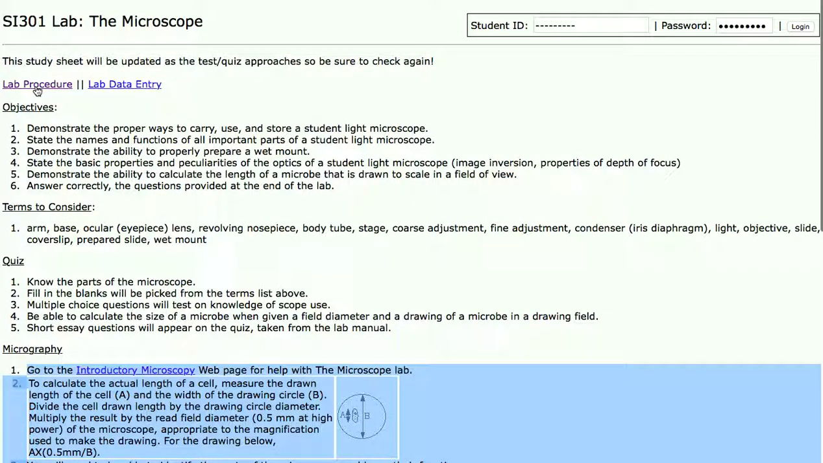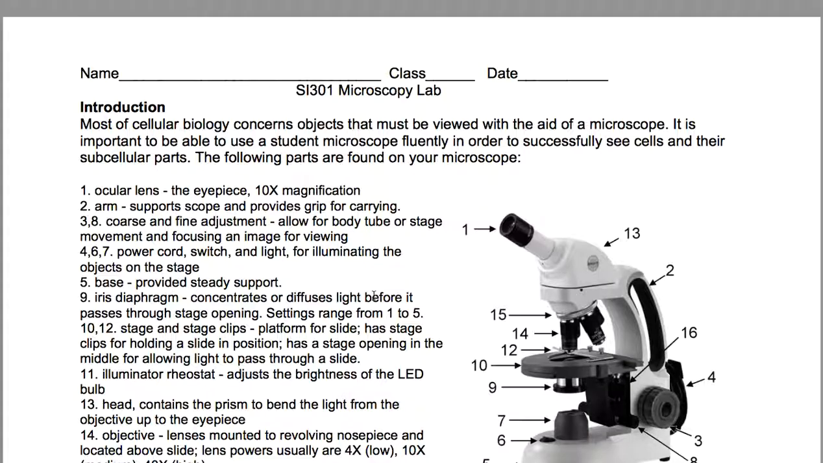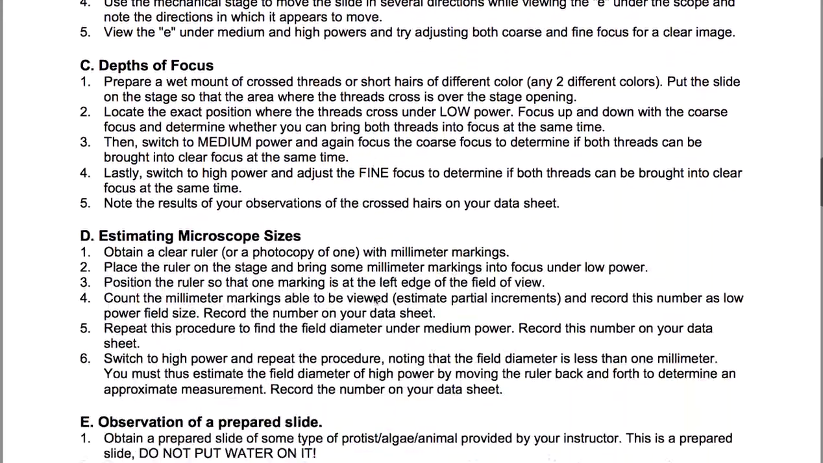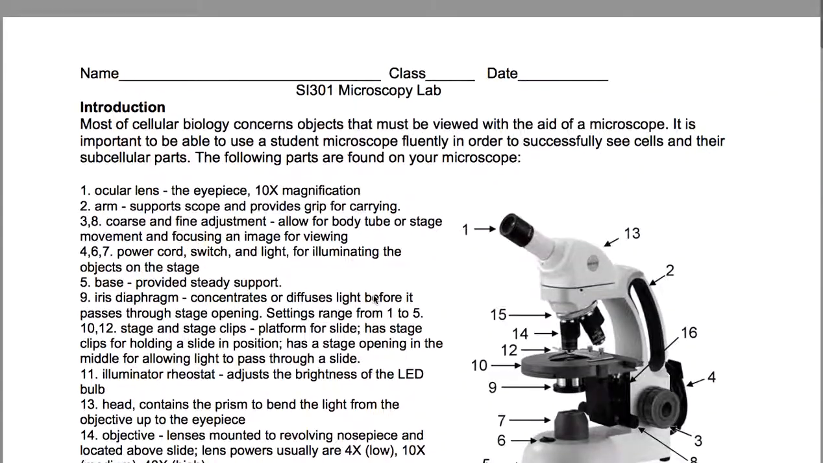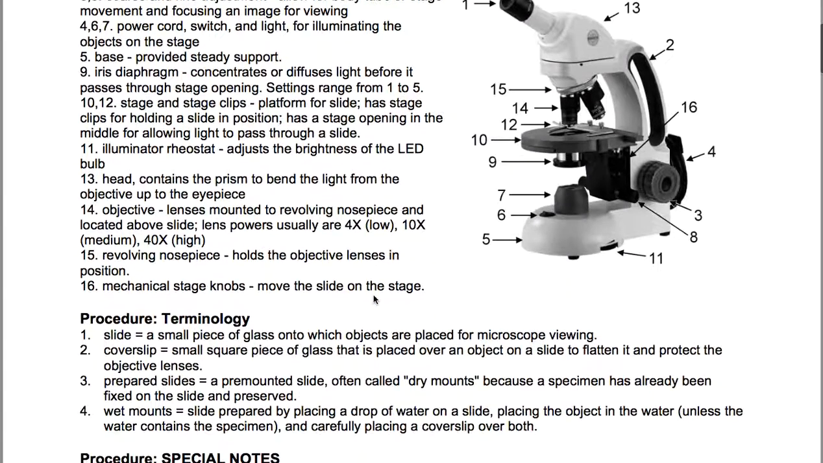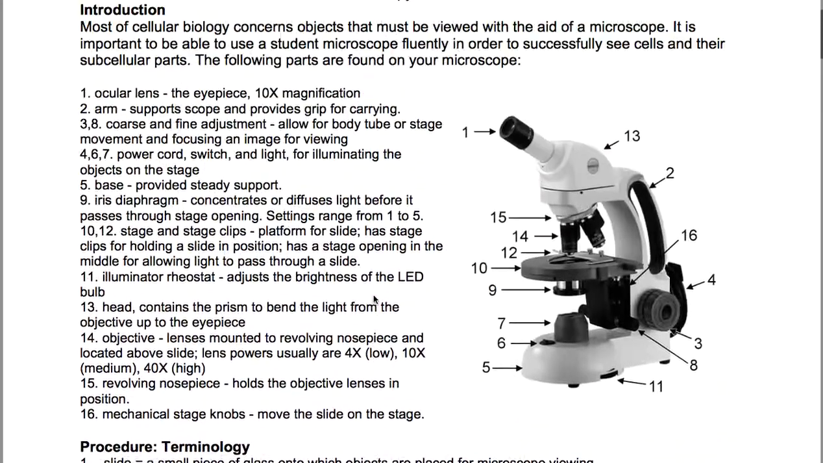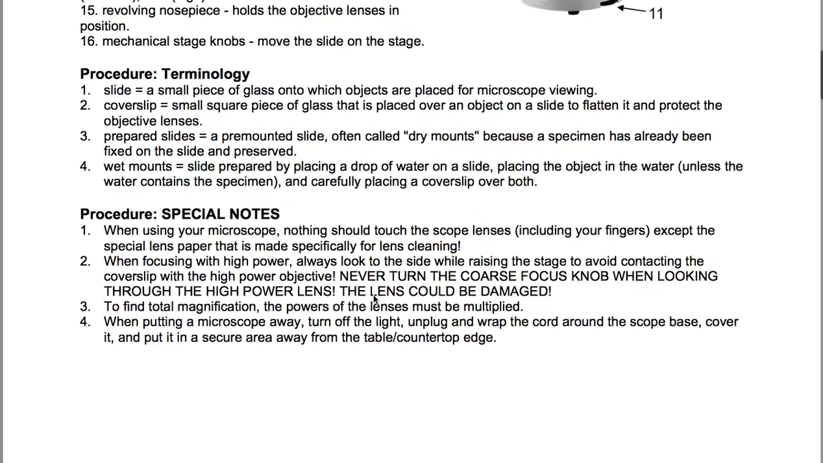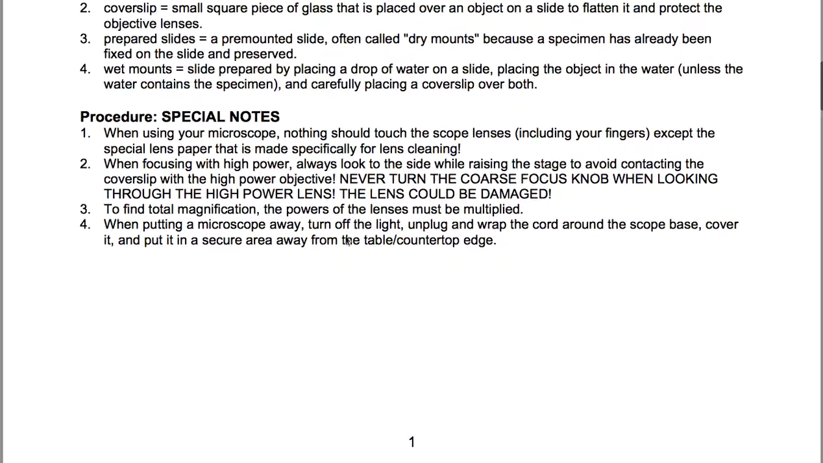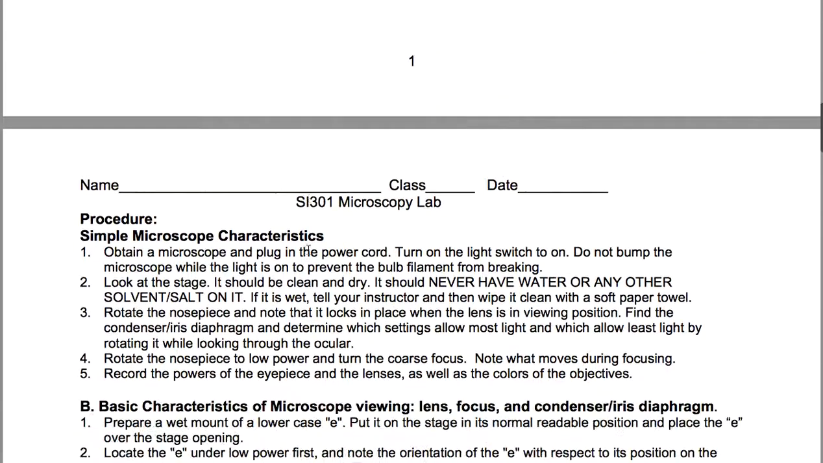If you've lost the lab procedure for the lab, you click on the lab procedure link, and here's what I'll be handing you in class. So the very first part of this sheet, which will actually be printed and handed to you on paper, goes through the anatomy of the microscope, the procedure, the terminology that's going to be important to the procedure, and then special notes associated with this procedure about being careful with the microscope.